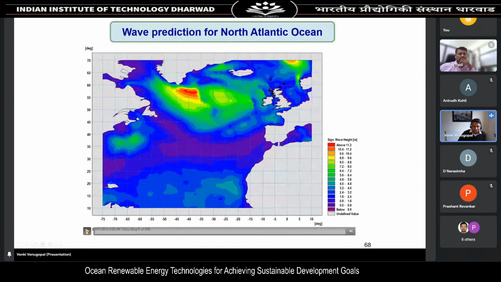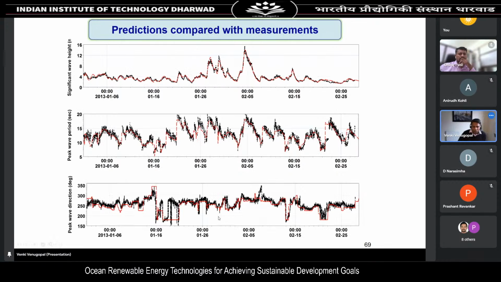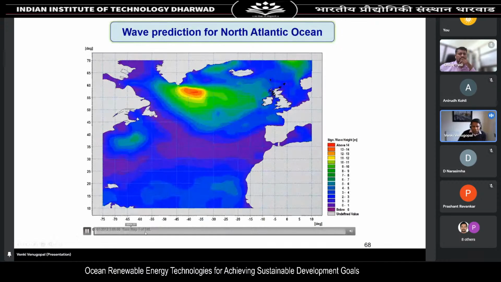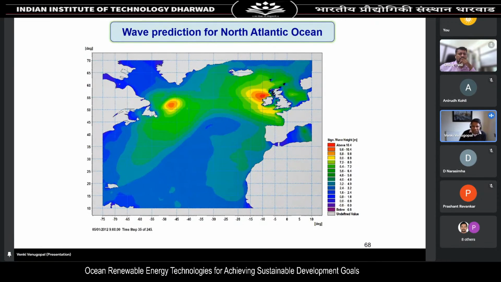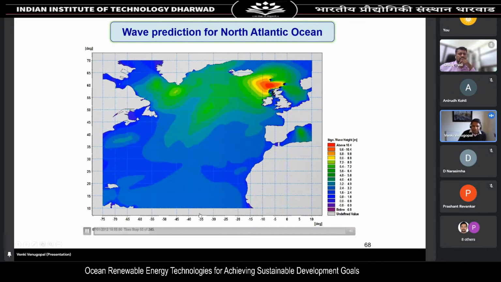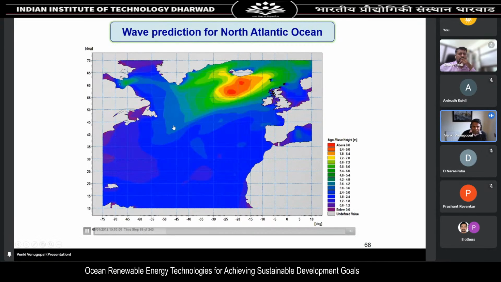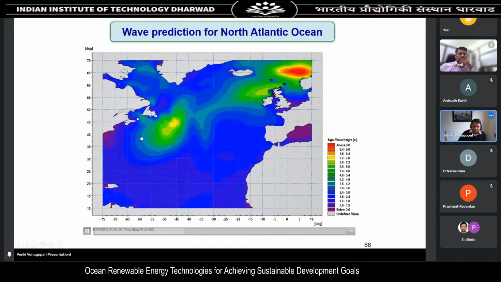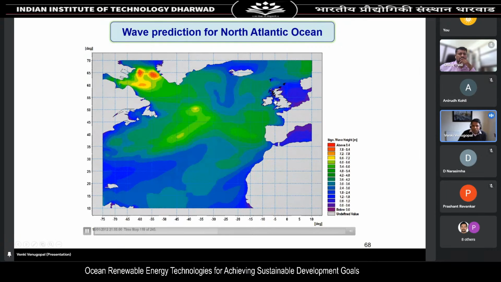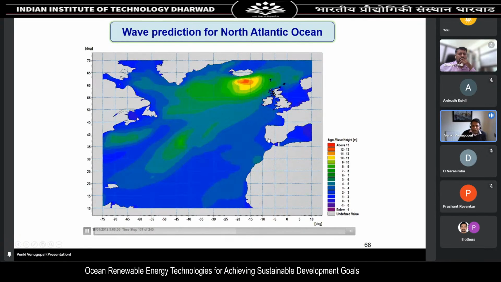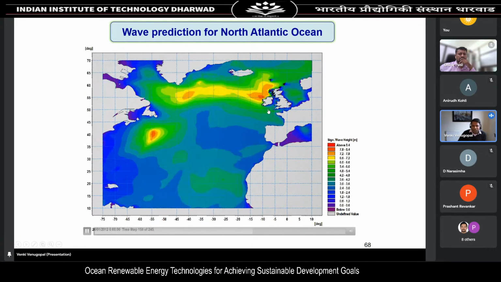And when you successfully construct the model, calibrate the model, validate the model, and run the model, this is what you would see. What you see here is the spatial variation of significant wave height. You could see the waves are starting from here, Mexico, America, then moving towards Europe, UK, and Portugal, and those places.